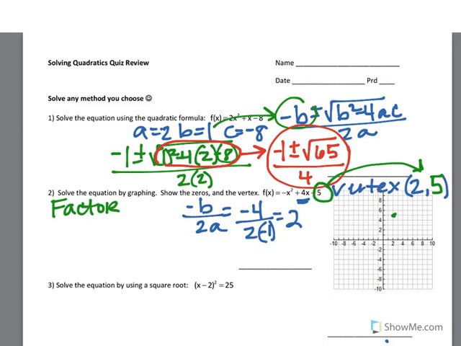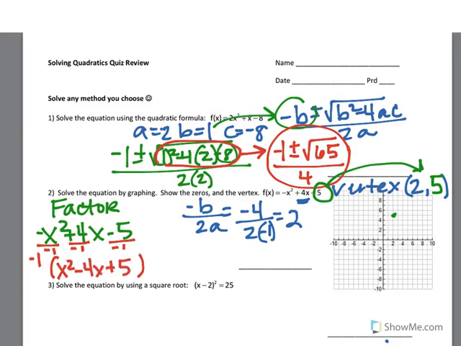So let's say I did this the other way. Say I wanted to factor it and just find my roots on this x-axis right here. I could factor it. I could pull out the negative 1, so that means I'm going to pull that out as my GCF. And then I would be factoring x squared minus 4x plus 5.